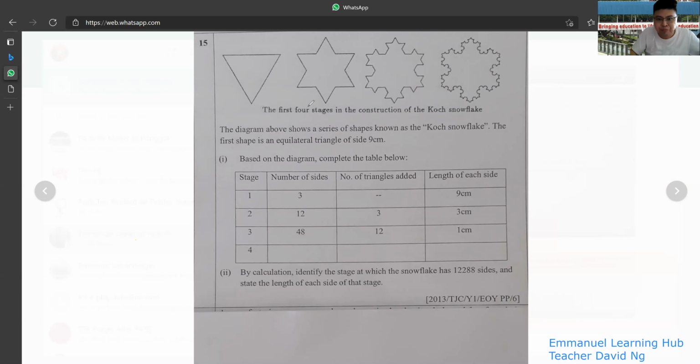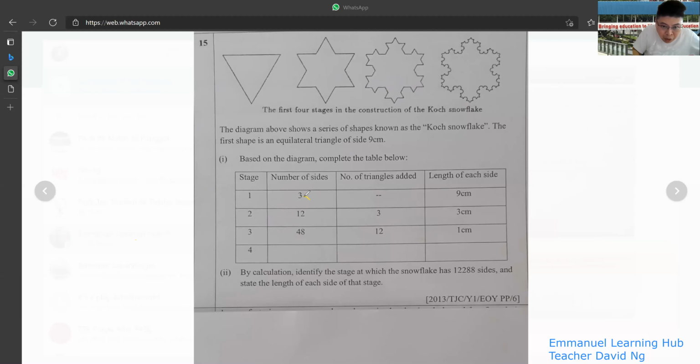Then stage 3, number of sides is 48. So it's a bit of a hassle to count, so I will not be counting. So this is 48. Number of triangles added is 12. And length of each side is 1 cm. Can you understand now? Okay. Then after that, we're going to have a stage 4. Stage 4, your number of sides would be how many?